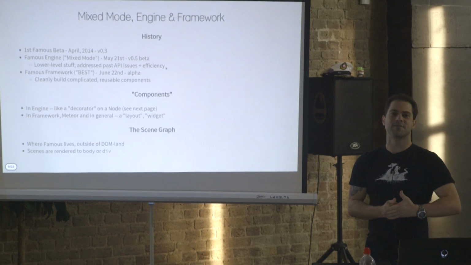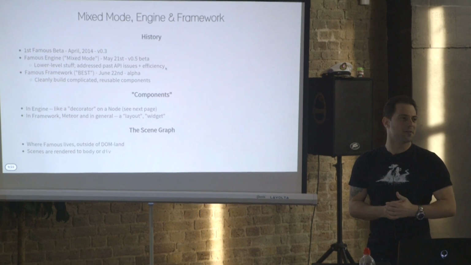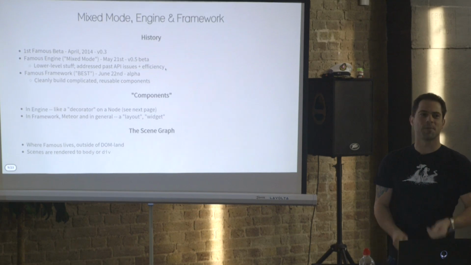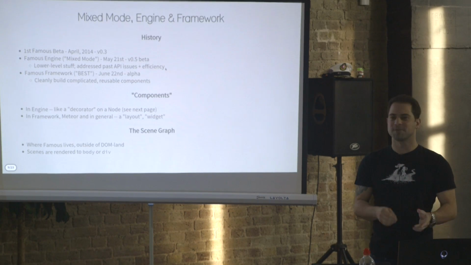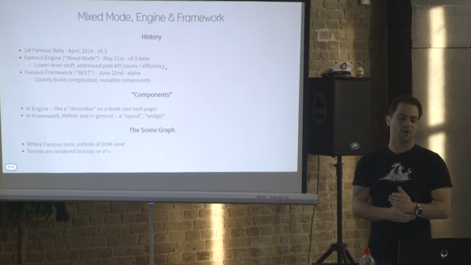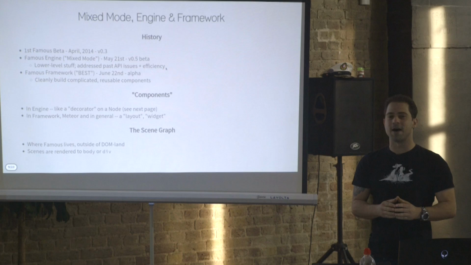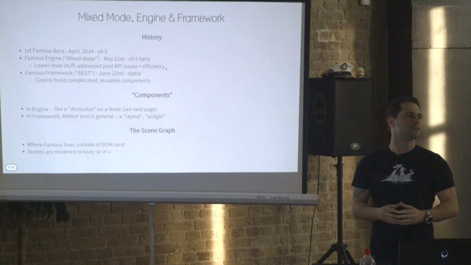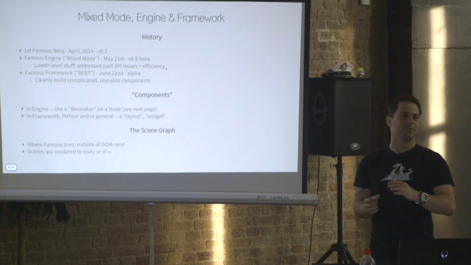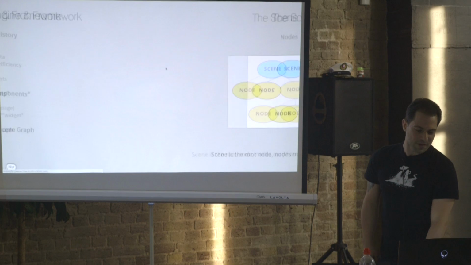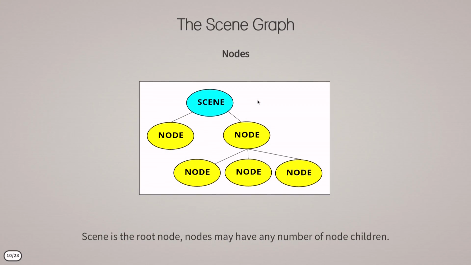We're starting off with the scene graph. The name might be familiar for those of you who have worked in gaming before, but just like you've got the DOM where HTML lives, you have the scene graph where Famous lives. And it's not a one-to-one mapping. Entire scenes are rendered either to your document body, in the case of a full-page app, or you can render just to one particular div in your app if you only want to use Famous for one particular thing that you're working on. So you have your scene, which is your root node.